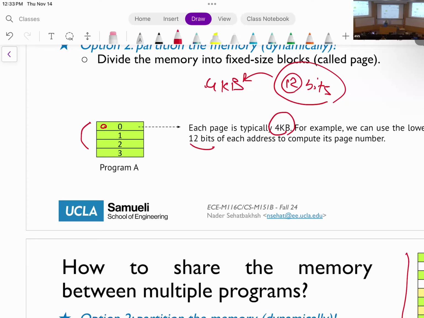Yes, 4 kilobytes is typical in most systems. There is also a notion of what we call huge pages, which is usually 2 megabytes or sometimes different, depending on the type of operating system. Windows is different from Linux and different from macOS and so on. But 4 kilobytes is almost standard. There's nothing wrong if you choose to have 8 kilobyte pages. That's also fine.